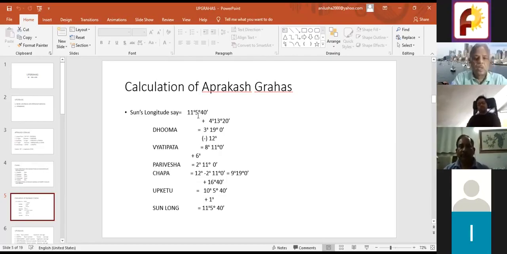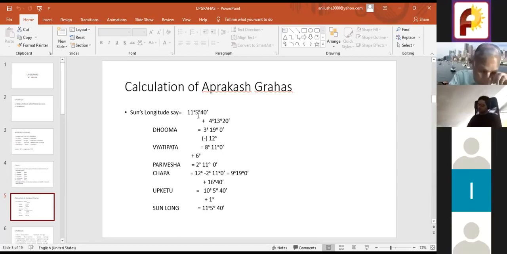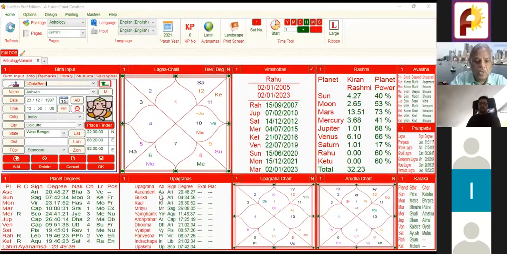But the main thing, does the software provide this, sir? Pardon? The software does not provide these Aprakash Grahas. These are there, no? This is what I'm saying, I just now showed you. No, but it does not show them in the chart. Yes, it shows them, why not? So you see, they are showing here the position of Dhoom, Vyatipat, Parivesh, Indra Chap, and Upketu. These are basically the 5 Aprakash Grahas, and they are indicated in the horoscope.